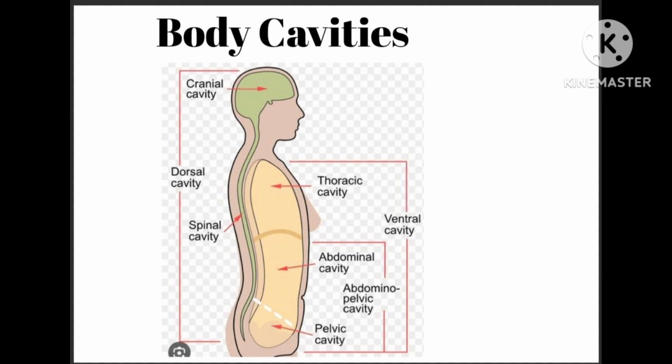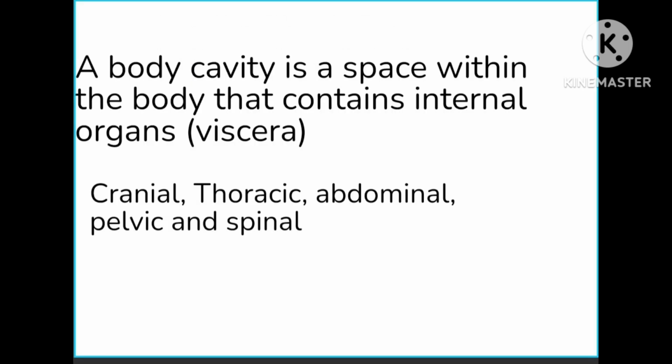Body cavities. The cavities or spaces of the body contain the internal organs or viscera. The two main cavities are called ventral and dorsal cavities. The ventral is the largest cavity and is subdivided into two parts, thoracic and abdominopelvic cavities, by the diaphragm. It's a dome-shaped respiratory muscle. A body cavity is a space within the body that contains internal organs or viscera.